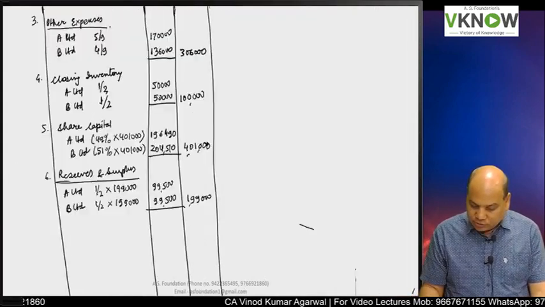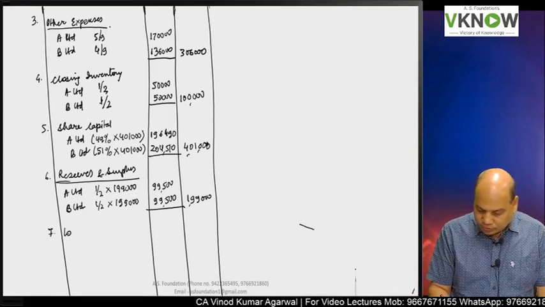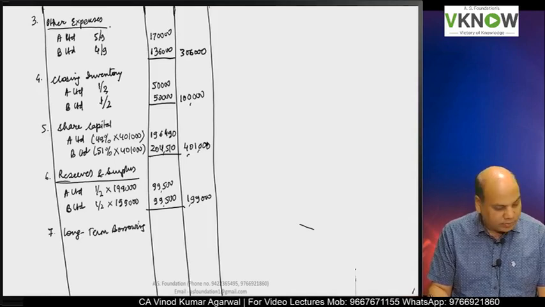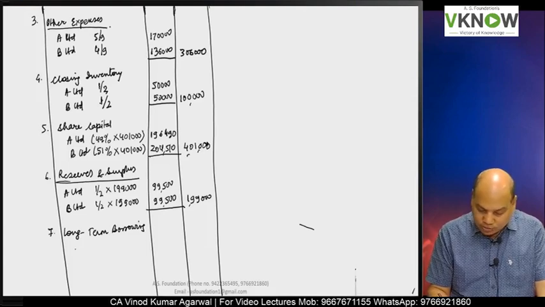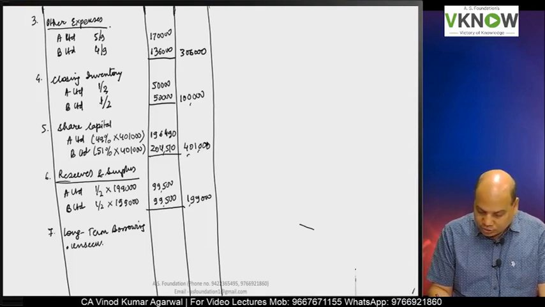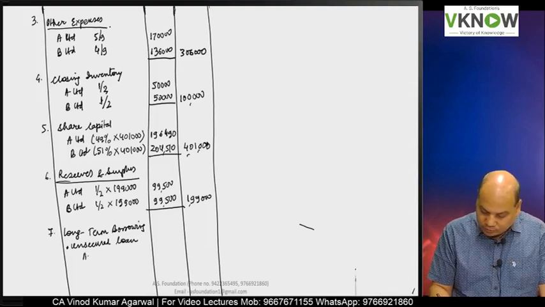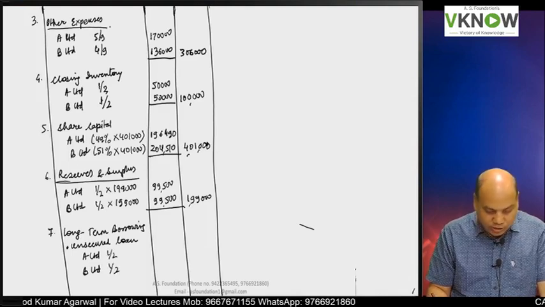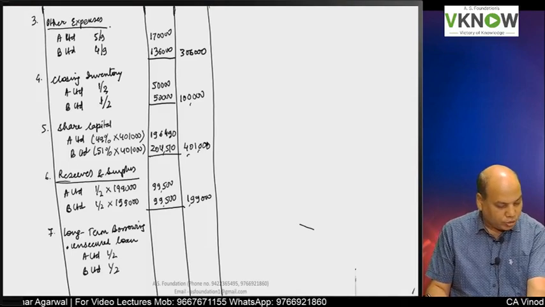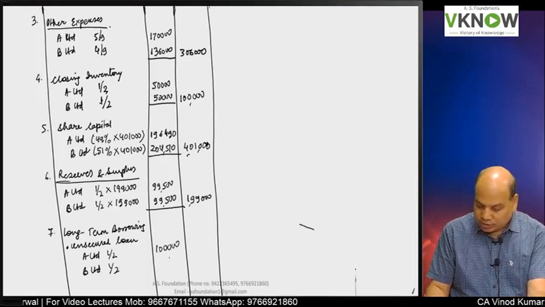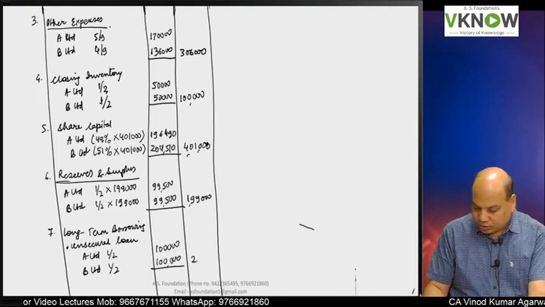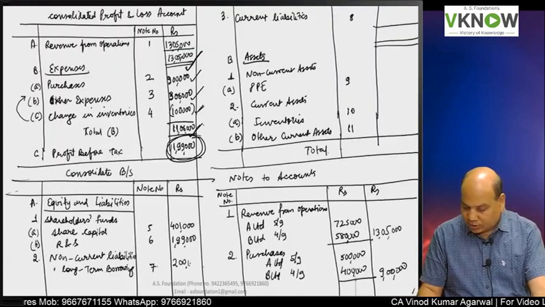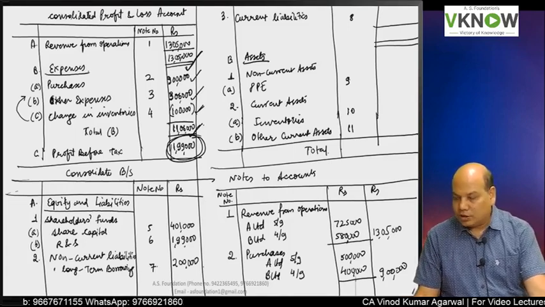Next, note number 7 is long term borrowing. If you look at the trial balance, we have one item under long term borrowing, and that is unsecured loan, and under that we have two companies named A and B. All liabilities will be distributed equally, so divide by 2. 2 lakh divided by 2 is 1 lakh. So long term borrowing 2 lakh in the main balance sheet. This is how we have done up till now.